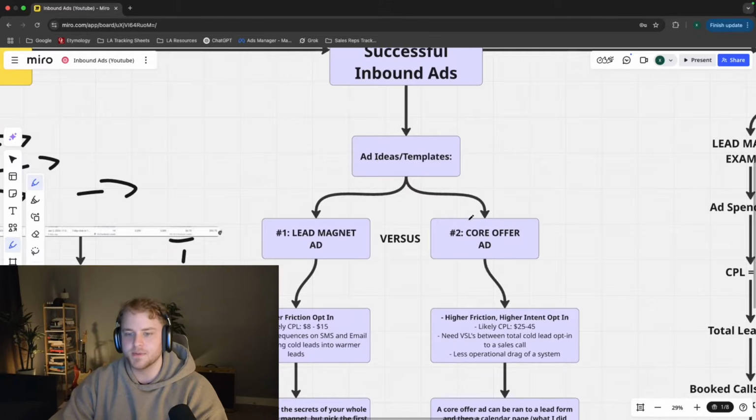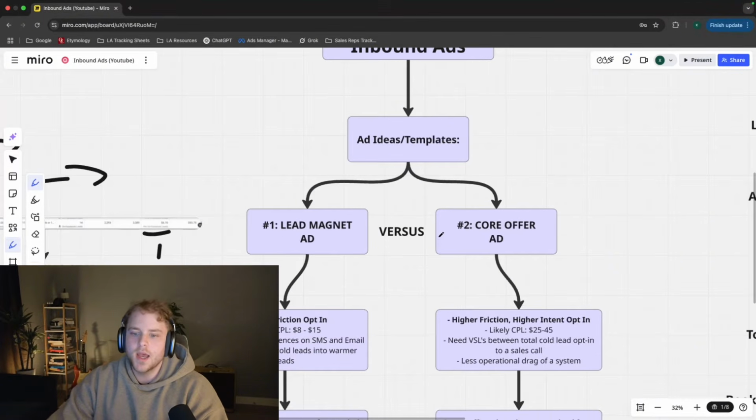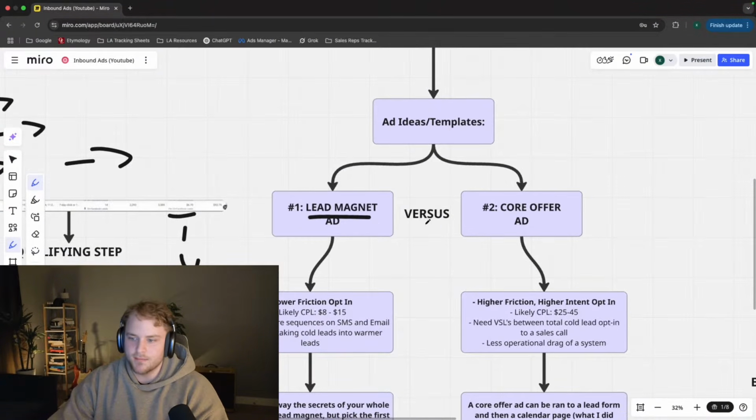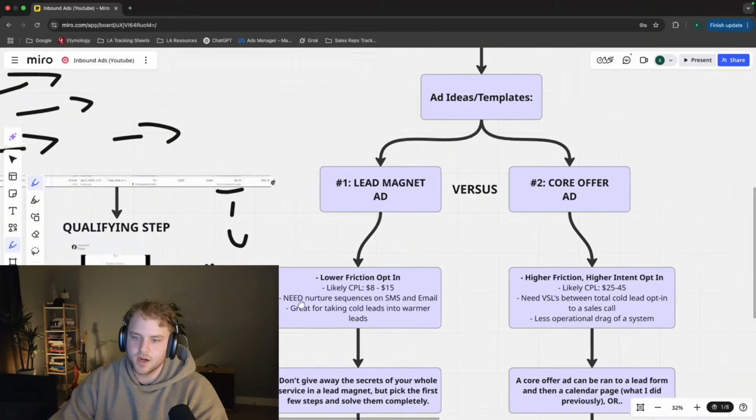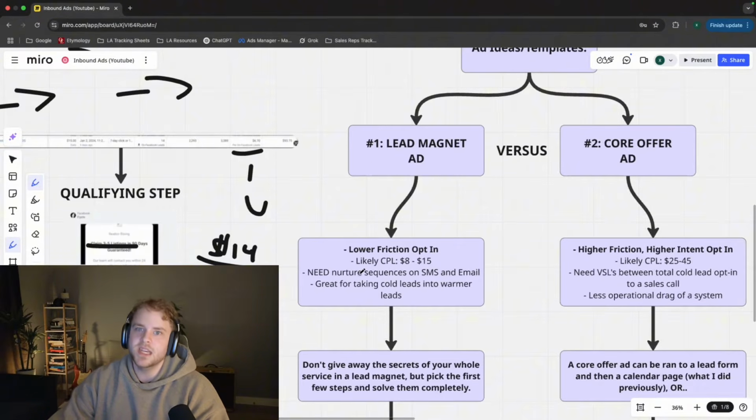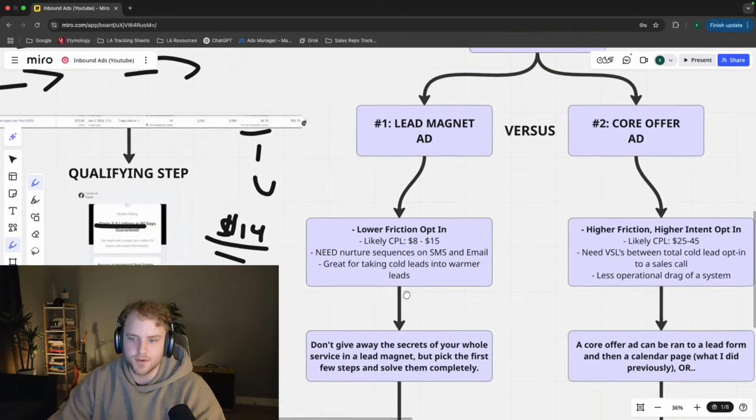There are two main types of ads that people run in agencies. Number one is a lead magnet ad. Number two is a core offer ad. Let's start with lead magnet ads. A lead magnet is something for free that solves a problem of theirs, that they submit their phone number, email, and name to get access to.